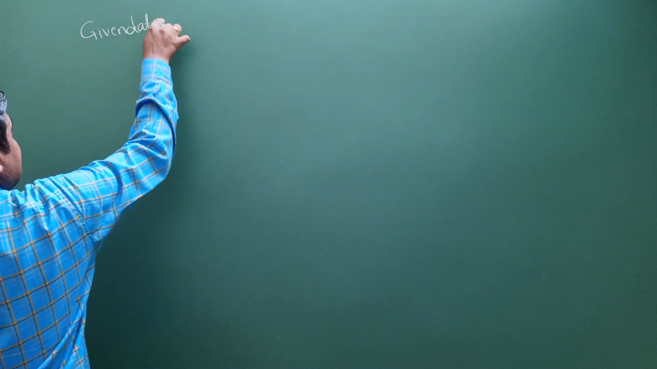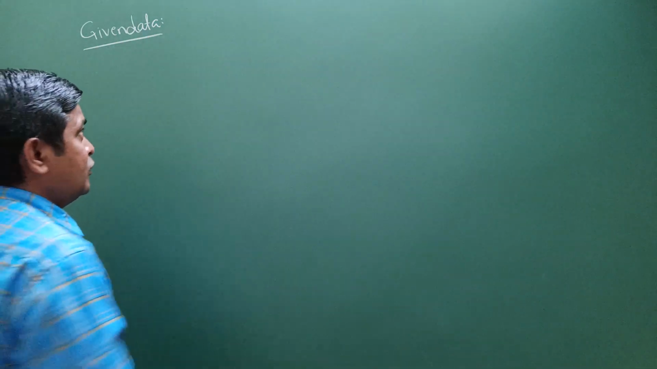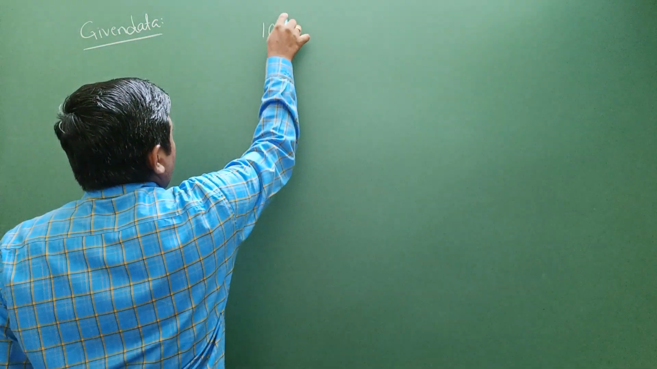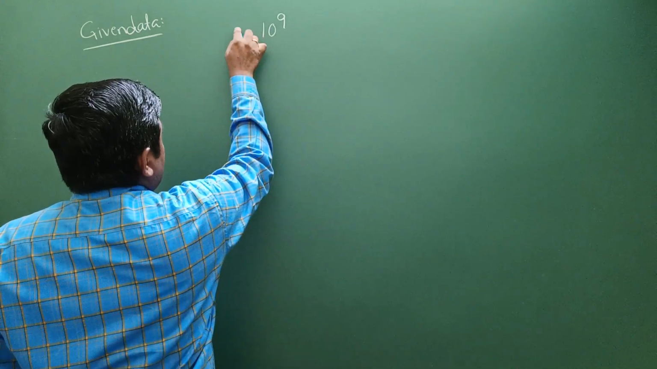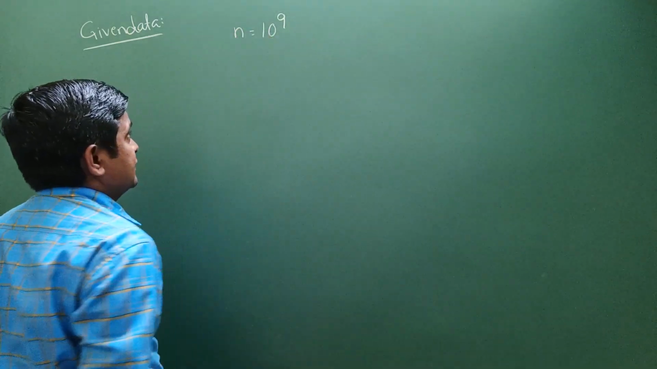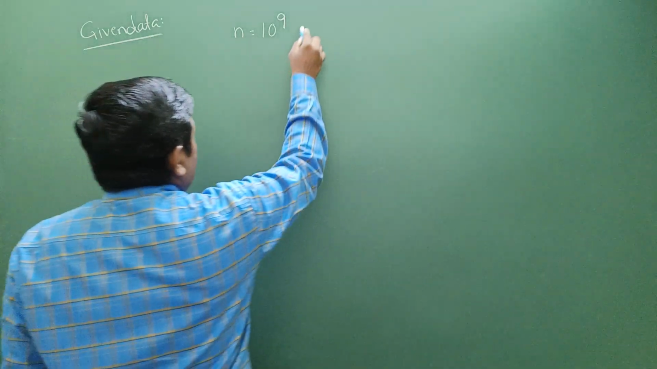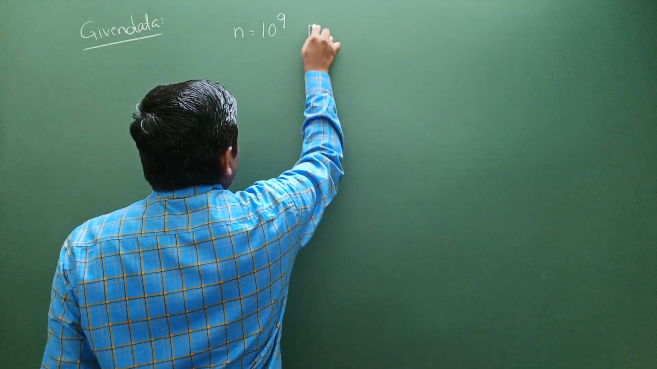Given data: he is saying that per every second, 10 to the power of 9 electrons are moving. So n, the number of electrons, is 10 to the power of 9 per every second.